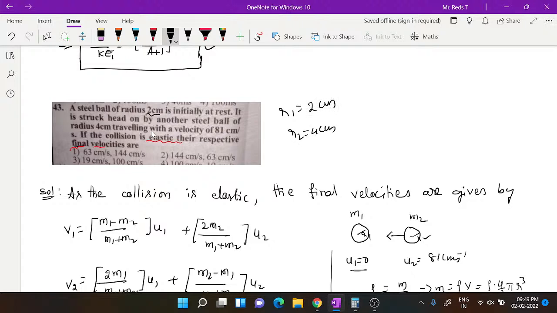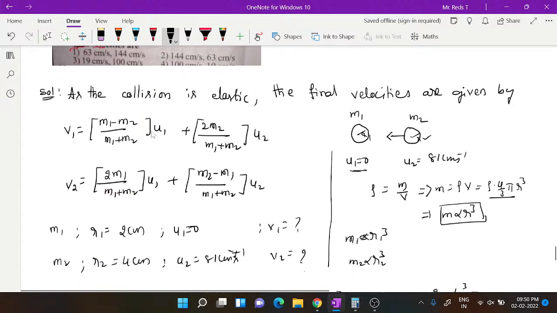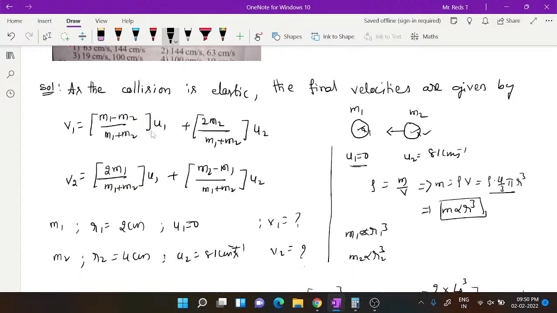R1 is 2 and R2 is 4 centimeters. And so the initial velocity of the first one is 0 and that of the second one is 81 centimeter per second. So this collides with this, and this will be struck by this head on. If the collision is elastic, what are the respective final velocities? After collision, this will start moving with velocity v1, and this will be moving with a different velocity v2.